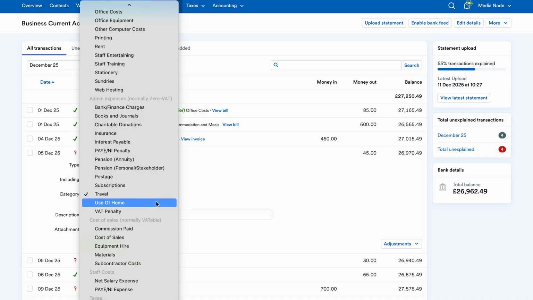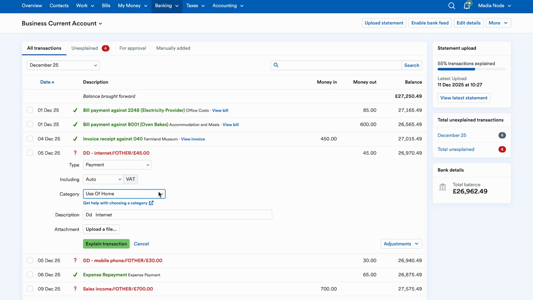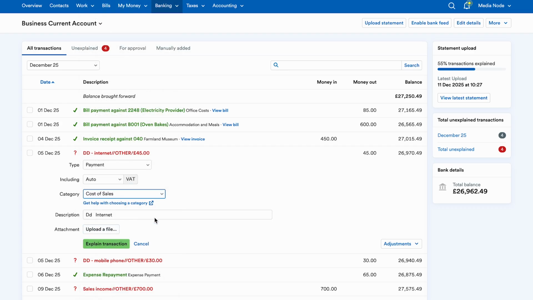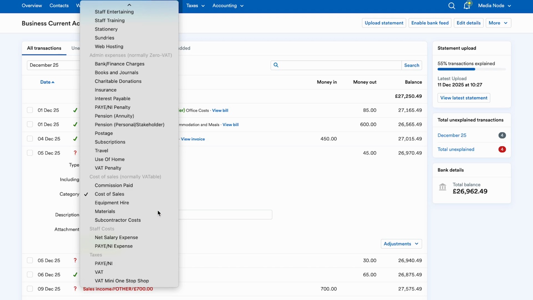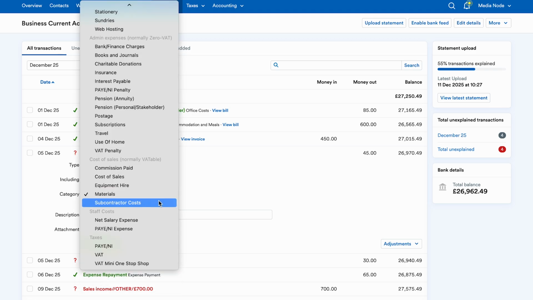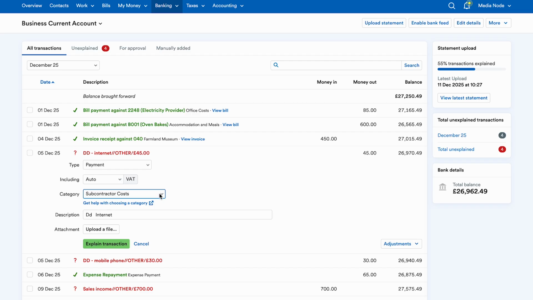Use of home would be used for allowable costs that you incur while working at home. Cost of sales would be used for costs that relate directly to particular individual sales that your business makes, for example, delivery costs. Materials would be used for the cost of materials to make goods for sale. Subcontractor costs would be used for the cost of hiring subcontractors to help make your goods for resale.